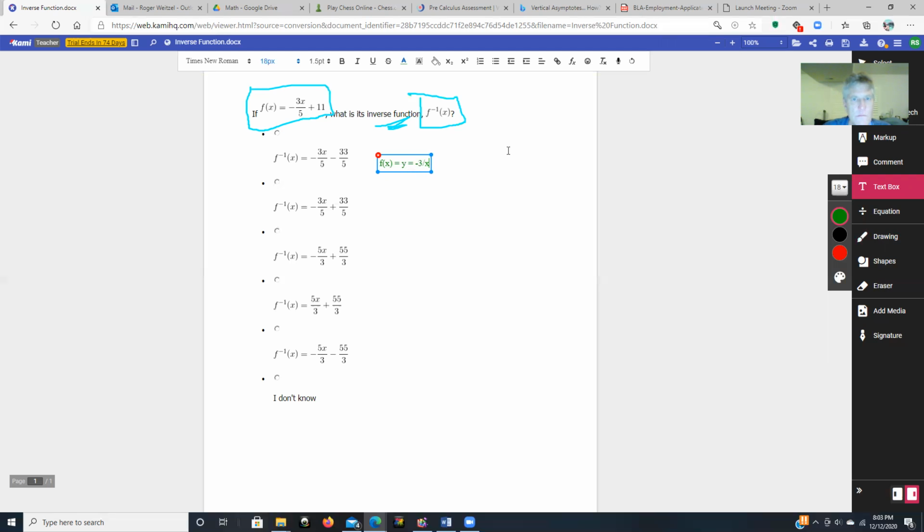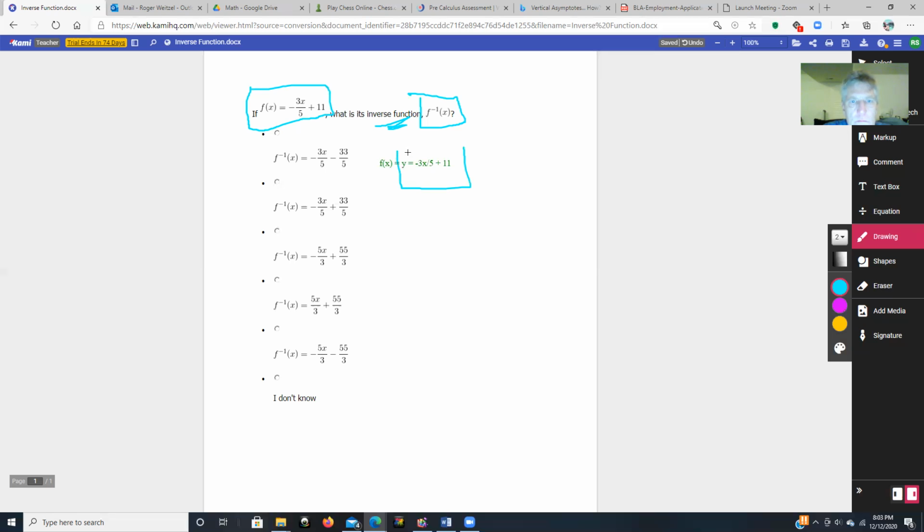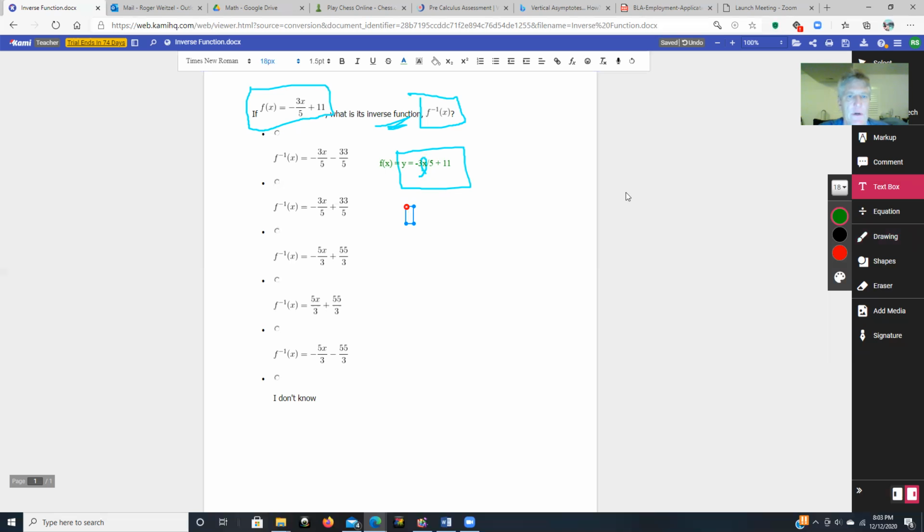So we have 3x divided by 5, and that's added to 11. Essentially what we're going to do is take this piece right here and solve for the variable x. So we're just going to get x in terms of y. It's just taking the inverse. So we'll go to our text box here and start this.